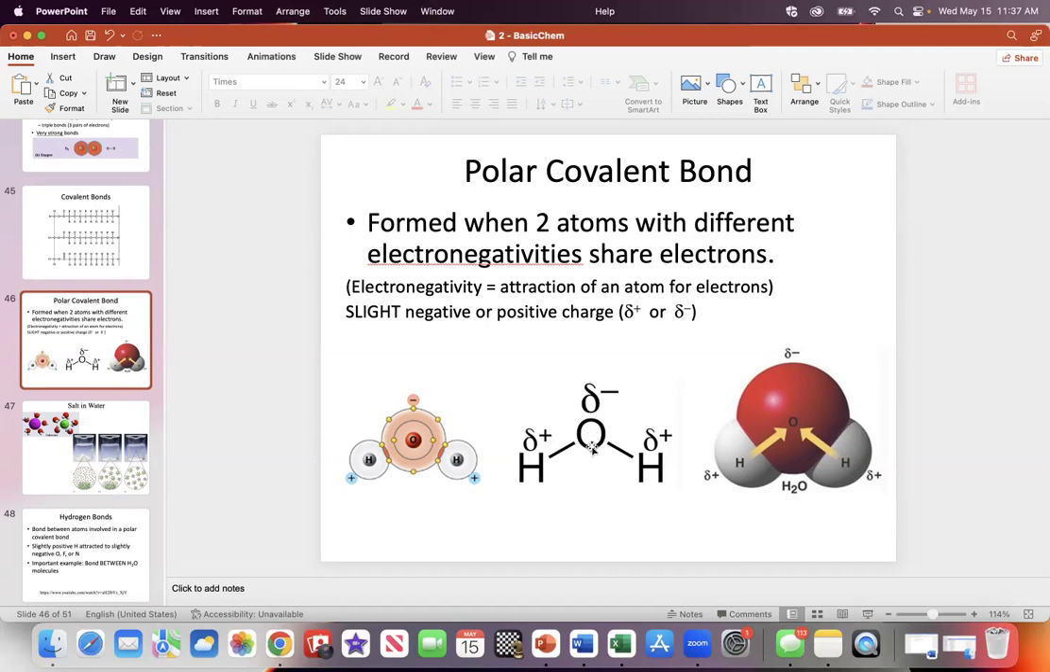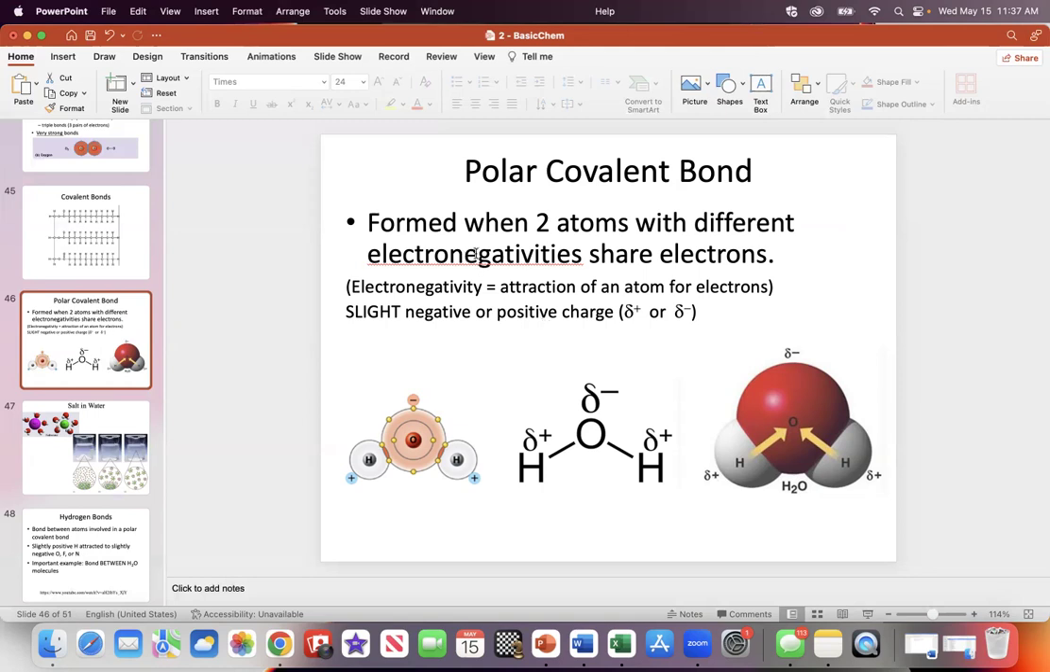And when they share electrons together, the electron has a negative charge. So when the electron becomes closer to the oxygen side, it is partially negative. And they use the Greek letter delta to represent it. So delta negative means a little bit negative. And the hydrogen side is a little bit positive.